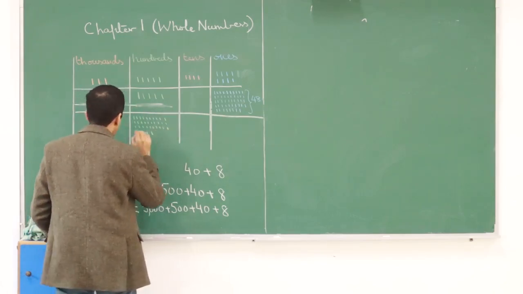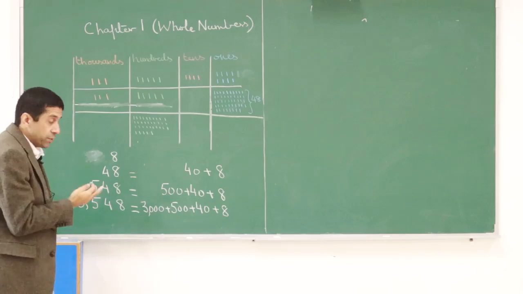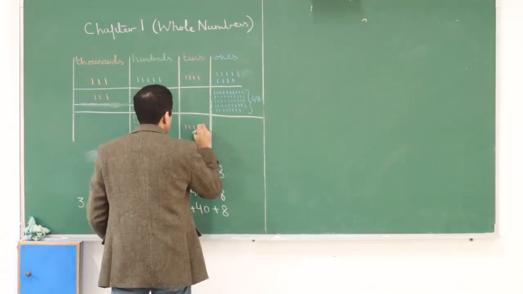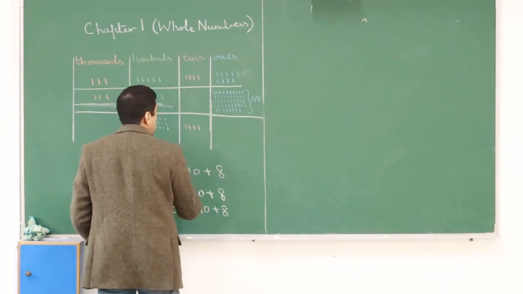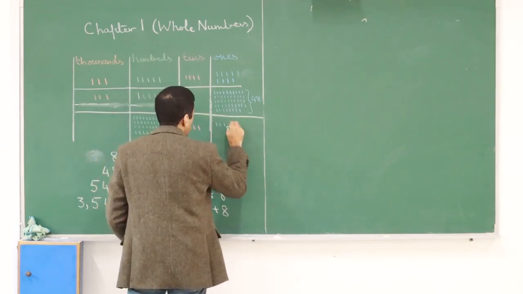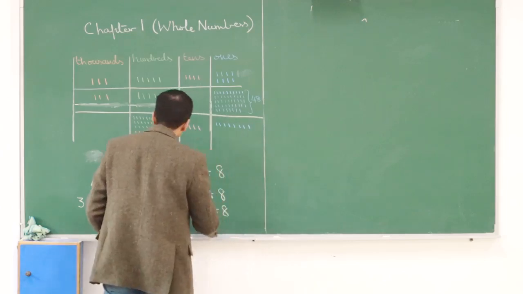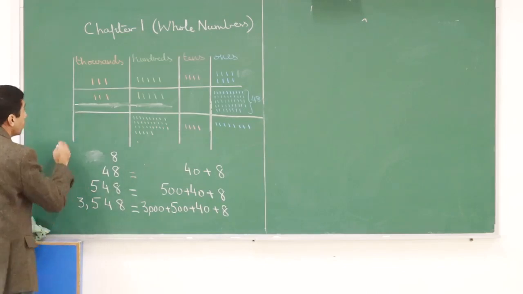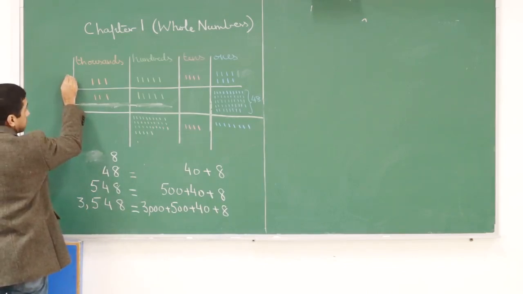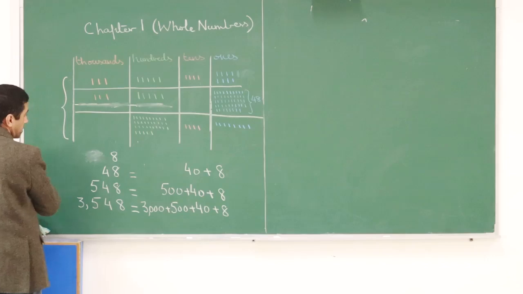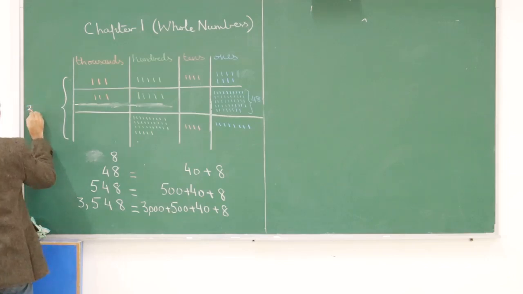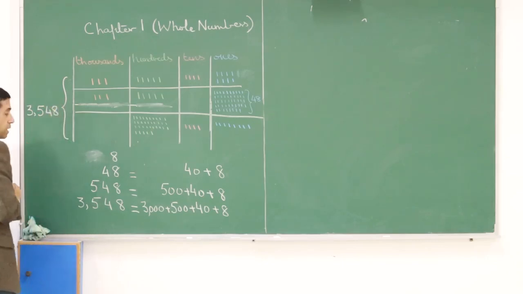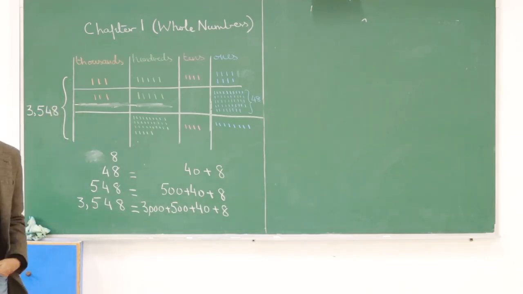1, 2, 3, 4, 5. So now these are 35 hundreds with 4 tens and 8 ones. 1, 2, 3, 4, 5, 6, 7, 8 ones. Right? That's the same number. So all of these ways represent the same number, which is 3,548. Right? Agreed? Yeah. Good.